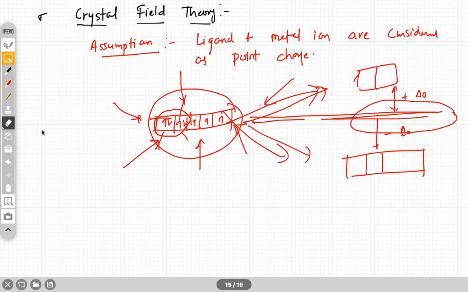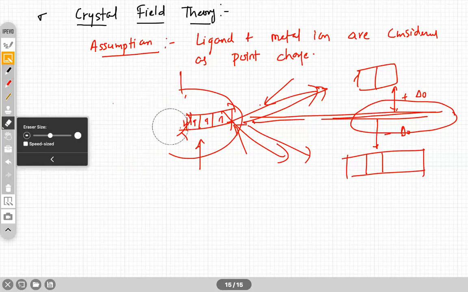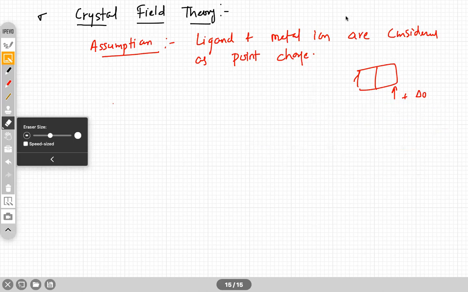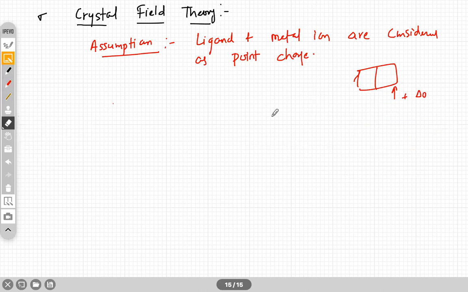So the thing is next, when this orbital splits, it splits into groups actually. This kind of splitting we observe in different geometries. So we'll have a splitting in octahedral complex, we'll have a splitting in square pyramidal complex, and we'll have a splitting in tetrahedral complex. All these three splittings we'll see. Understood? So first of all, just write down the basics here.